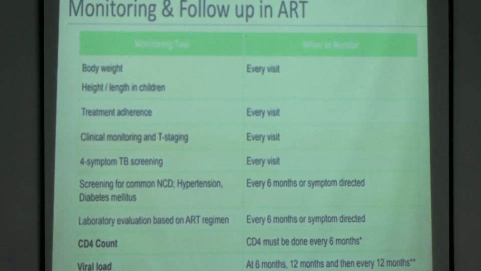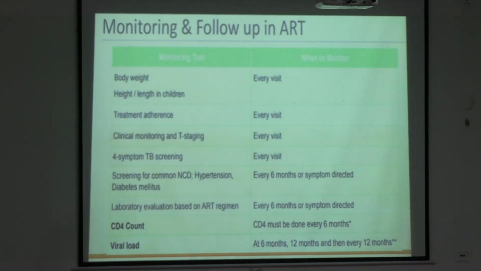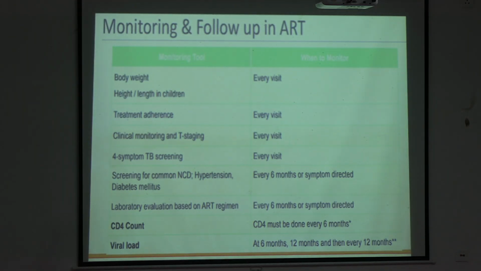Monitoring wise, body weight we need to monitor every visit. Then clinical monitoring of T staging every visit. Last, the most important two things that you need to monitor are CD4 count and viral load. CD4 has to be done every 6 months, viral load at 6 months, 12 months, and then every 12 months. Am I clear? These last two points are very important.